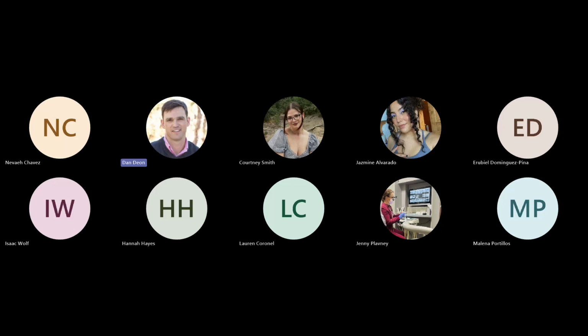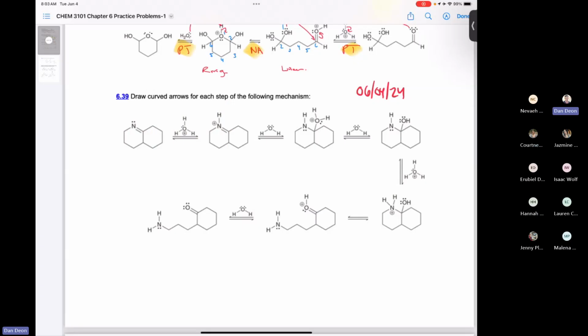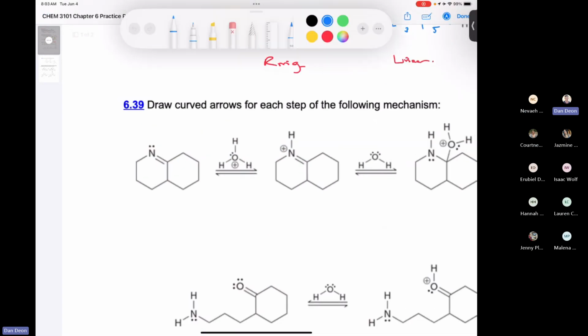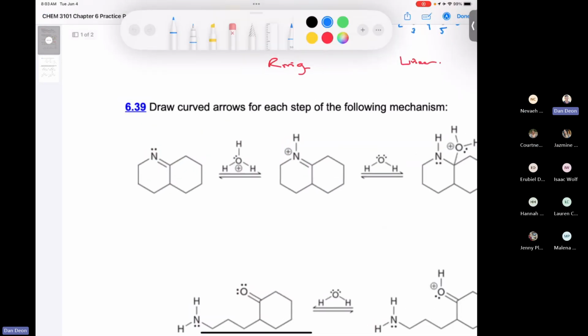All right, so let's take a look at this one that I posted to Canvas, question 6.39. So if we take a look at the first step that's happening here, you see you're going from something where there's no proton on the nitrogen, and now magically we have a proton on there. Well, it's not magic, it's a proton transfer that's occurring. So remember, the tail of your arrow has to start on a pair of electrons. So it's not going to start on the hydrogen. Here, it has to start in the lone pair, and it's going to pick up that hydrogen.